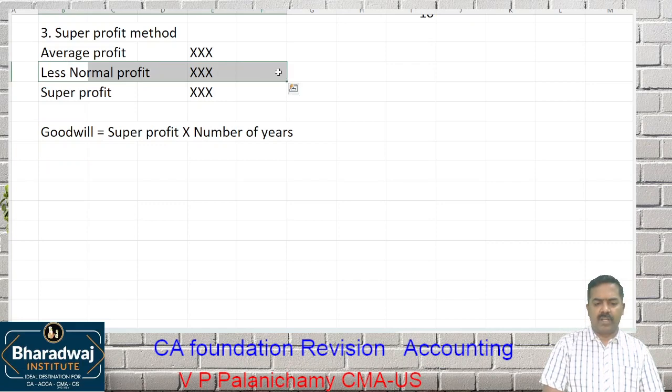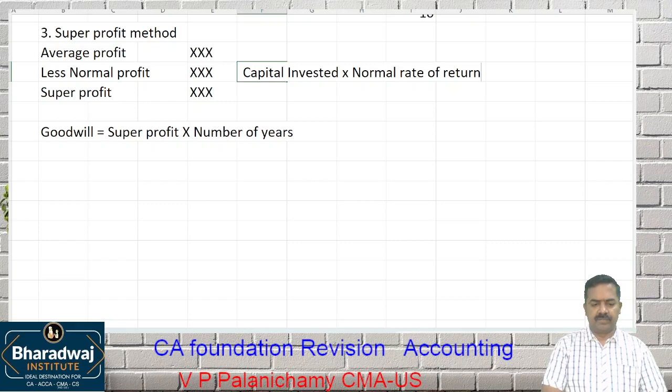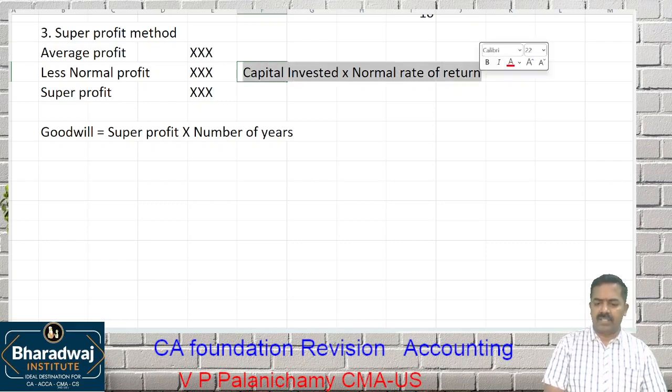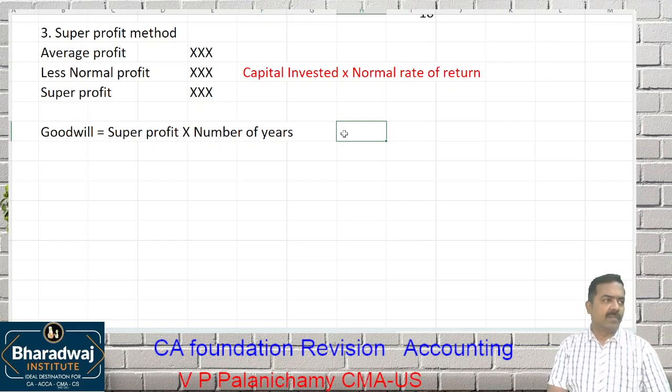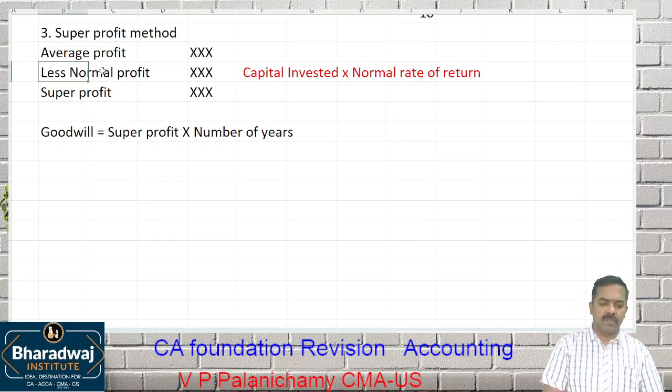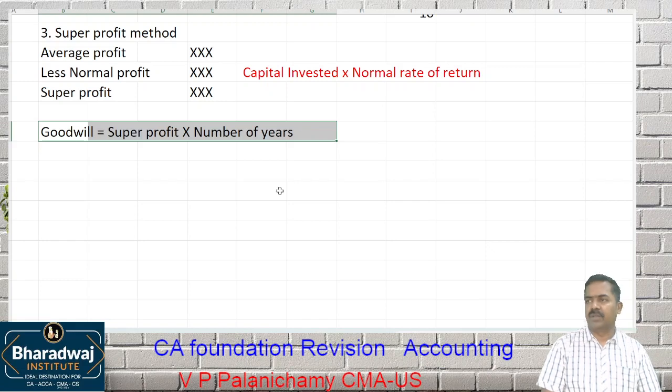Sir, how to find out normal profit? It depends on capital invested. Capital invested into normal rate of return. How much capital invested by the partners? Average capital invested by the partners into what? Normal rate of return. That will give us which profit? Normal profit. Difference between actual and normal profit, we get which one? Super profit. Based on that, we can value which one? Goodwill.